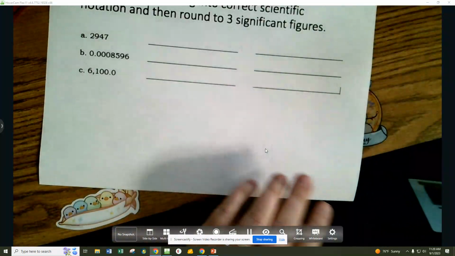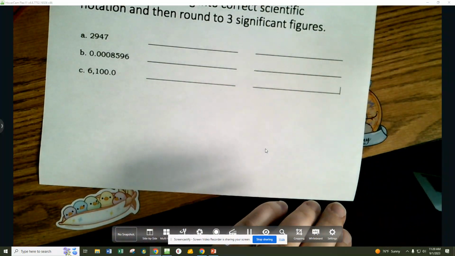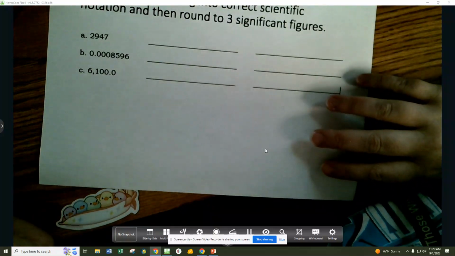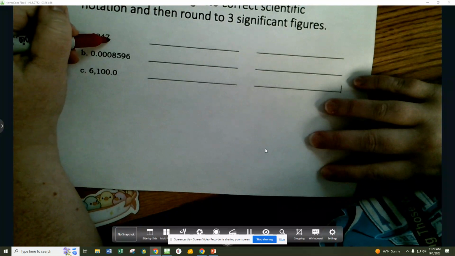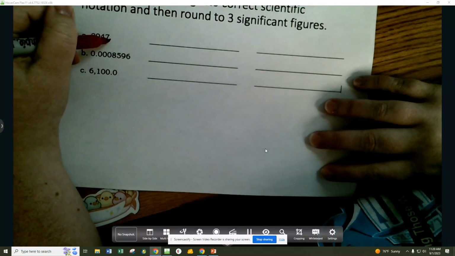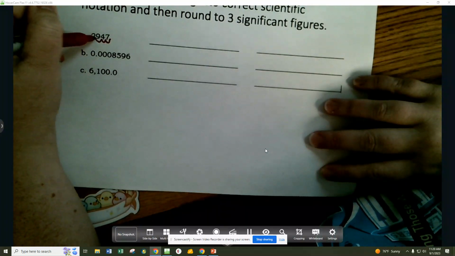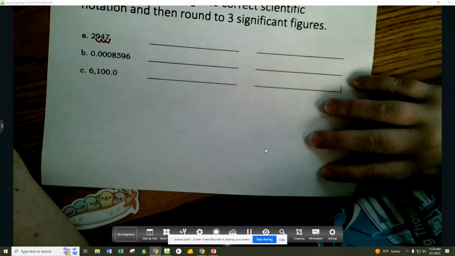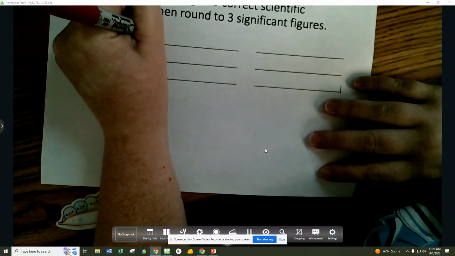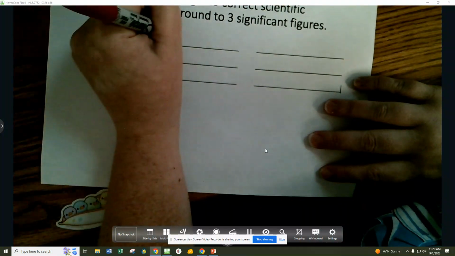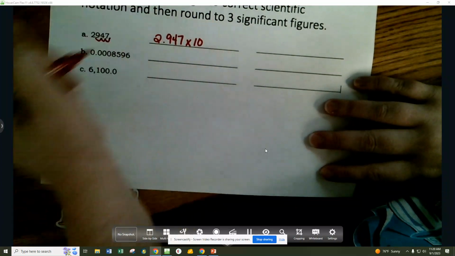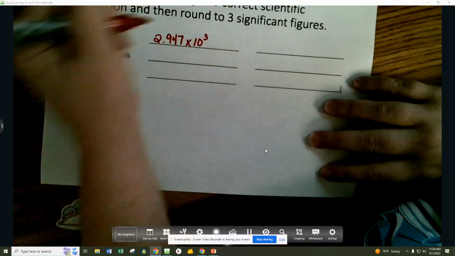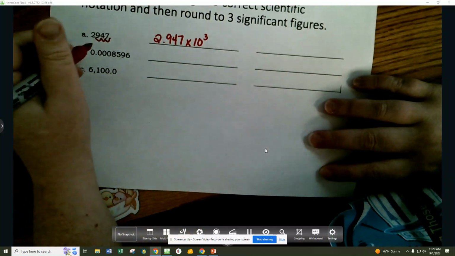All right, the last thing is we're going to put these into scientific notation, and then we're going to round to sig figs. So here, my decimal is here on the end, so I'm going to move it to the left. And specifically, I'm moving it to the left 3 times. So in scientific notation, this becomes 2.947. It's a positive because it's a greater than 1 value, and I moved it 3 times.